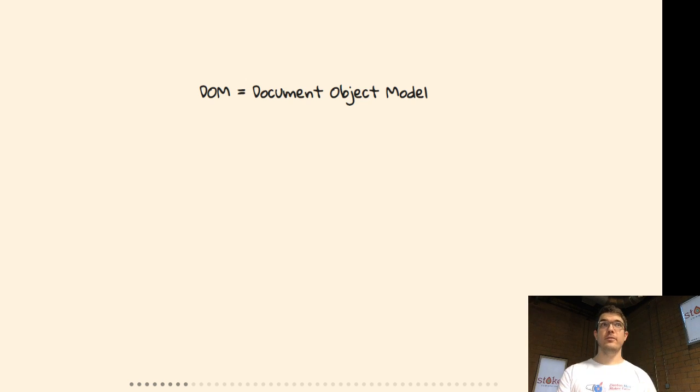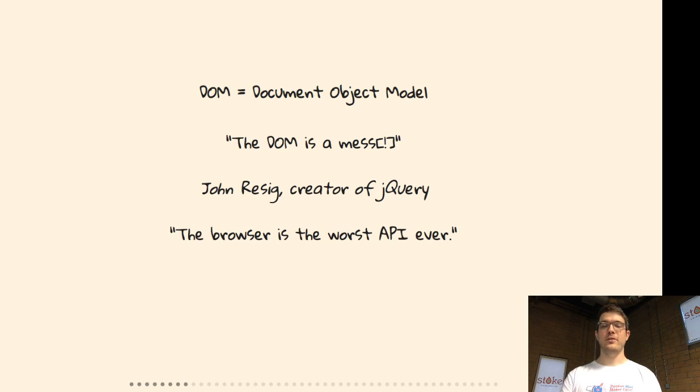So we all know about the DOM, right? The Document Object Model. It has its detractors. DOM is a mess. Another one: the browser is the worst API ever. This is Douglas Crockford, so these things.